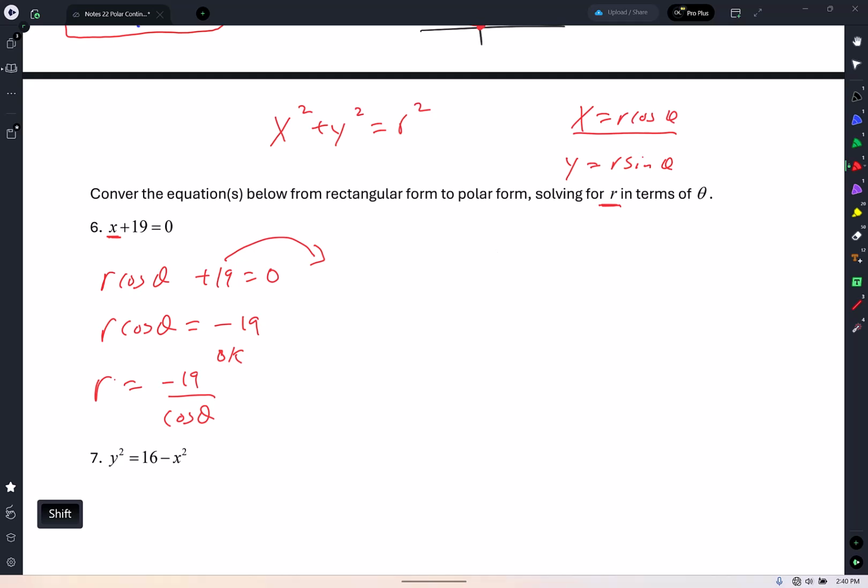1 over cosine is the same thing as what? Secant. So the better answer is this one. But if you type negative 19 over cosine theta, that's fine as well. Just know that 1 over cosine is secant, and you can write it just as that. Delta will take either one. And you can also type the word theta, T-H-E-T-A, and the theta symbol will come out when you type it out.